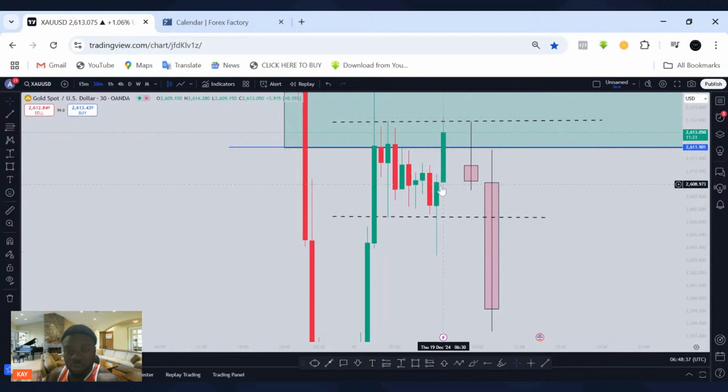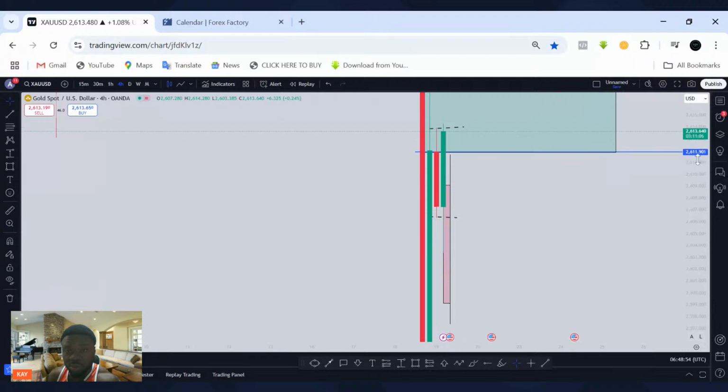So if it closes within this range and creates a bearish candle, then we can have a continuation. But if it closes within this one, then we need to wait for the candle to close bearish within. Since the H4 hasn't closed yet, we need to wait for a bearish candle to be created. But now the high has been broken. That's the issue now. The H4 high has been broken.